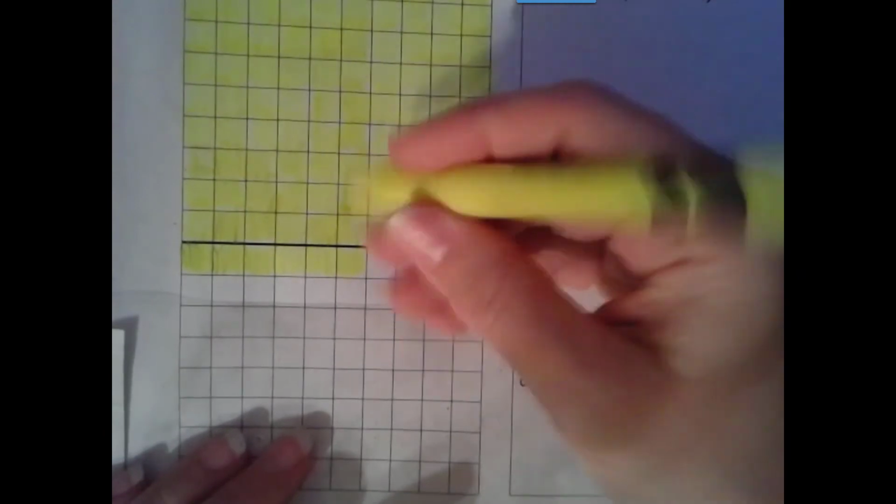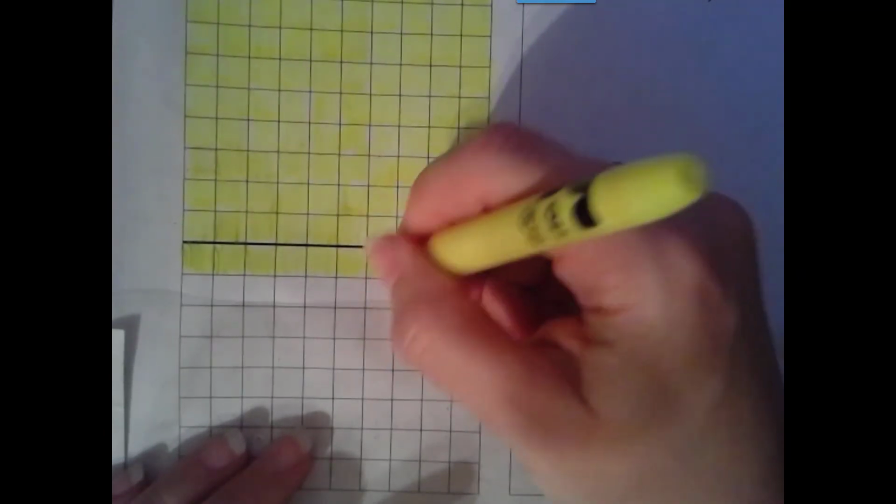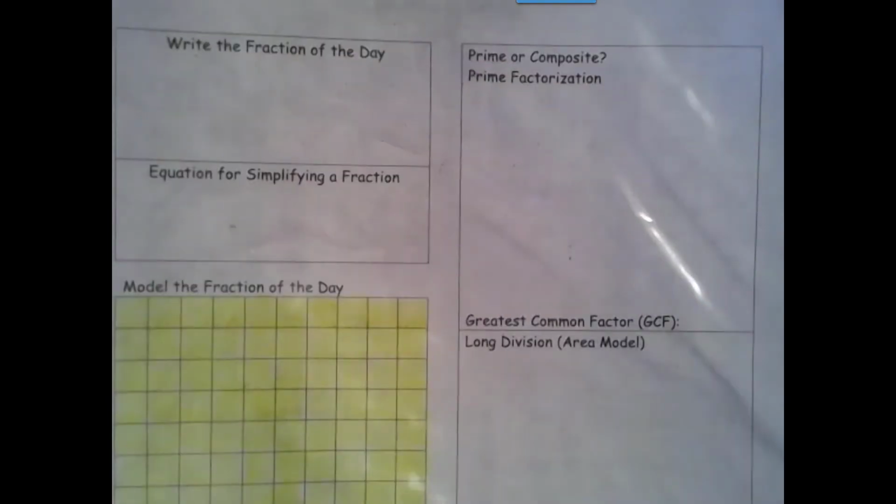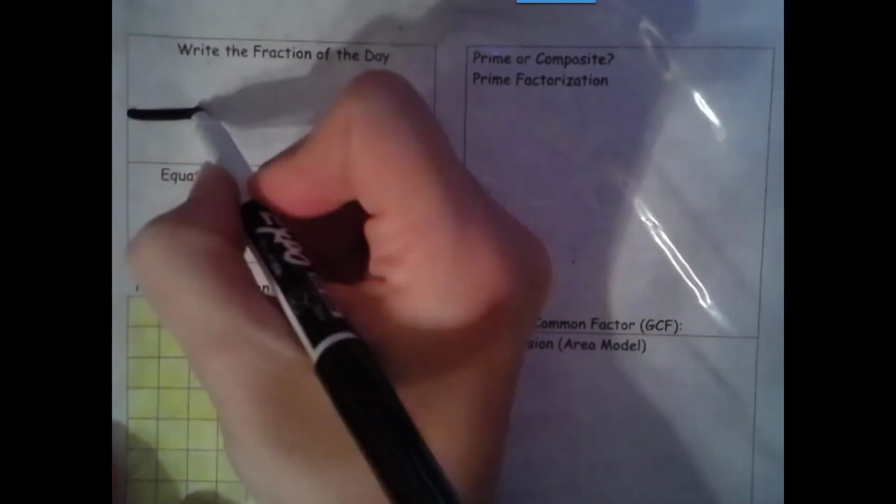Let's go ahead and get this down. 73 school days left. Okay, let's get down our beginning fraction. We have a total of 180 school days, and we are on day 107.